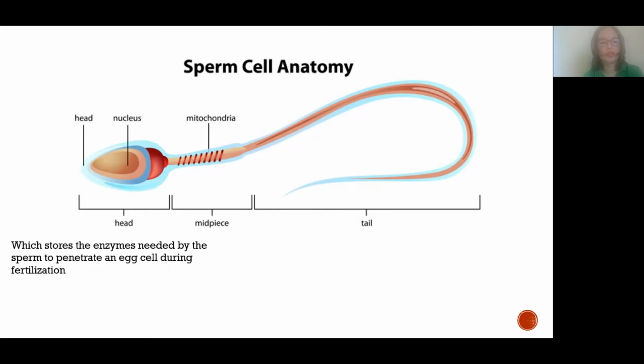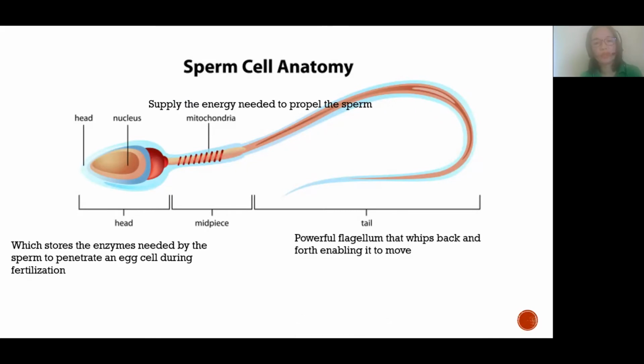Okay, so it stores the enzymes needed by the sperm to penetrate an egg cell during fertilization. So it gives the enzyme needed in order for the sperm to successfully penetrate the egg cell. Okay, it also contains the DNA of the male because that is where the nucleus is. For the midpiece, you'll find the mitochondria. So what do you think is the role of the mitochondria? Okay, good. When we say mitochondria, it has something to do with the powerhouse of the cell. So this supplies the energy needed in order for the sperm to propel.